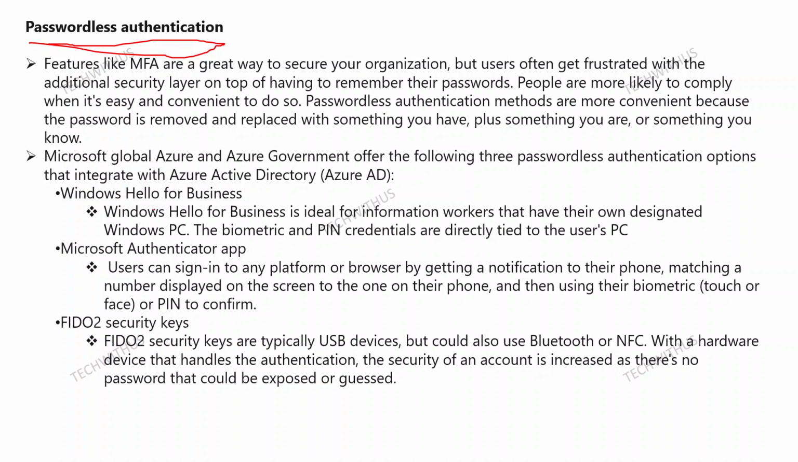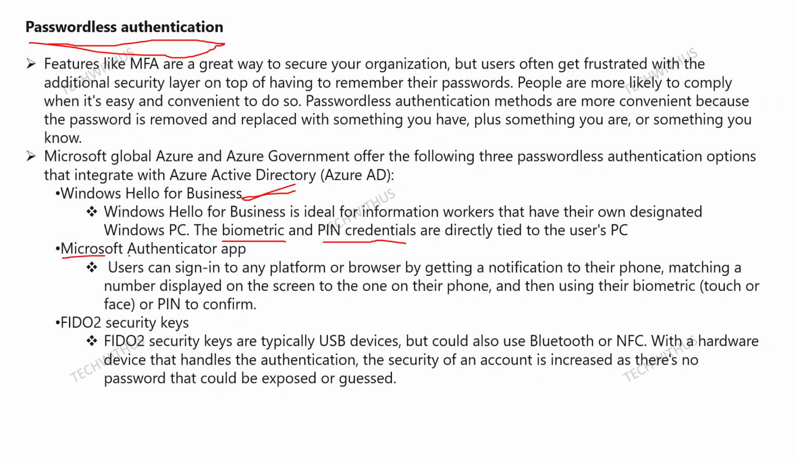So let's see what the different ways are. The first is Windows Hello for Business. Generally, if you are getting Microsoft image laptops or using Windows PCs, you will be asked for biometric or PIN credentials. You can log in with the help of a fingerprint, or you can just enter the PIN instead of a password. This is one feature that we get from the Windows side.